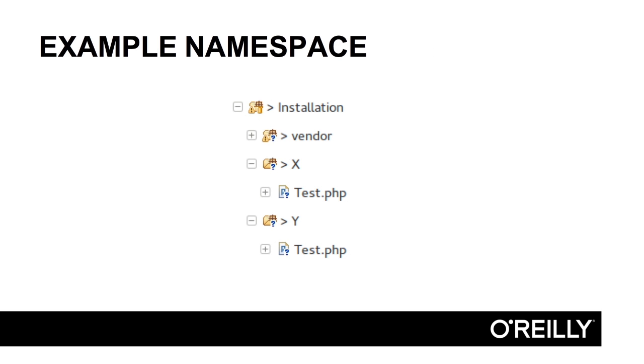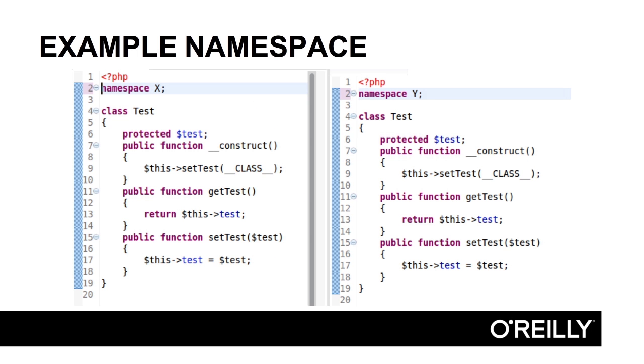Under the folder installation, we have a folder X and a folder Y. Each folder contains the same file, test.php, with minor differences. The X folder represents namespace X and the class Test. The Y folder represents the namespace Y and the class Test. You'll notice there are duplicate class names and duplicate method names as well.